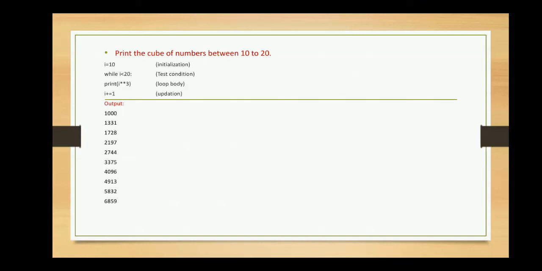In the next example we can see, we have to print the cube of the numbers between 10 to 20. Between 10 to 20, so it will not use the 20. You can see the operator used here, that is the less than sign. That means when it reaches 20, the execution will be terminated. And in the output you can see it is displaying the cube of the numbers from 10 to 19.